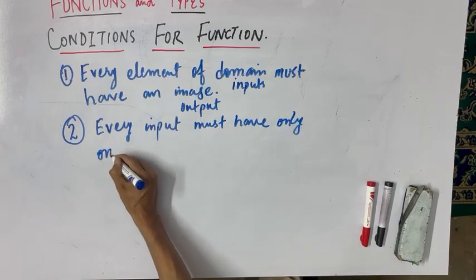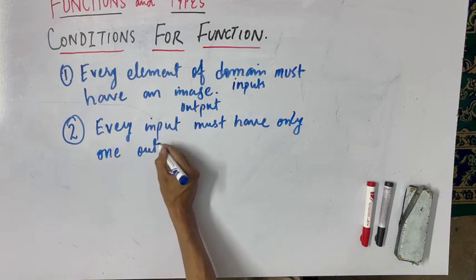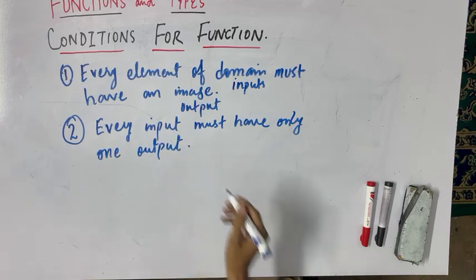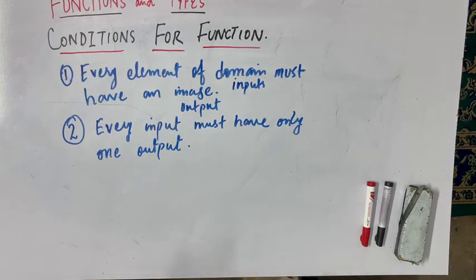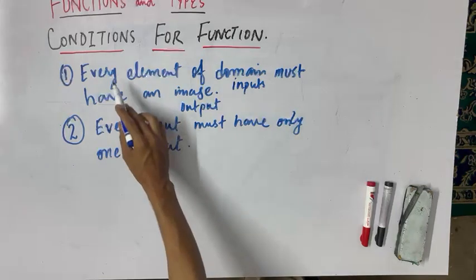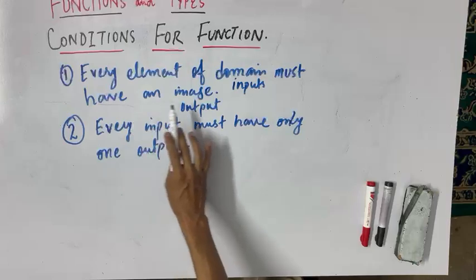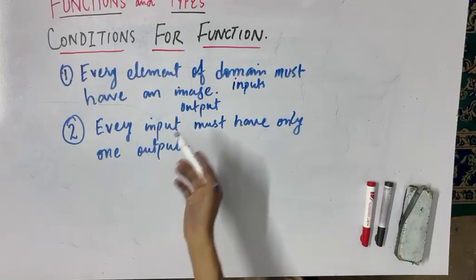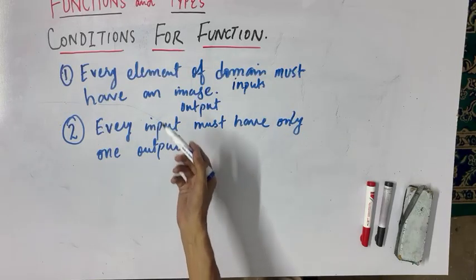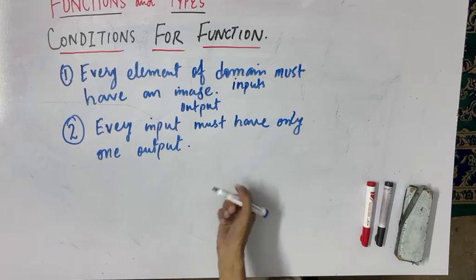For example, if you are or image, so for input we use the word domain, element of the domain, and for the output we use the word image. Now remember one thing, that as I have written in the first sentence, every element must have an output, and one more thing connected to it, that every input or every element of the domain must have only one output.